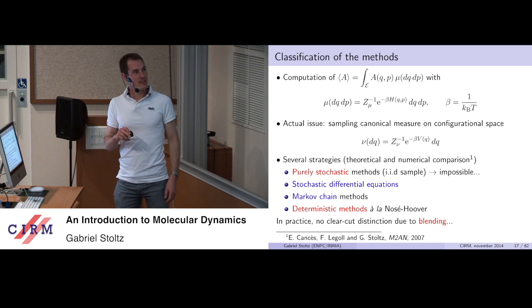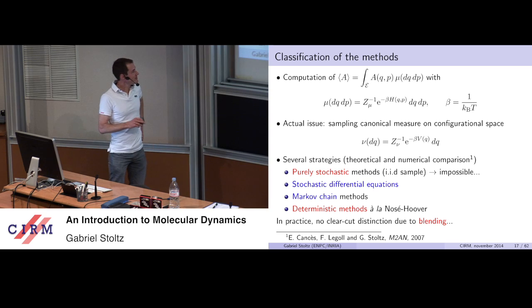I'm just mentioning it in this slide, and then let's forget about it. Historically, there have been some deterministic methods à la Nosé-Hoover developed to sample this measure, but their ergodicity is not guaranteed. That's the bad point with deterministic methods. Usually ergodicity is an assumption and not really something which can be proved.